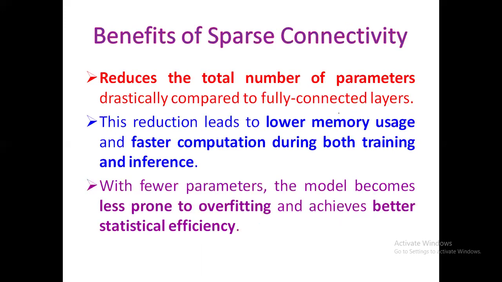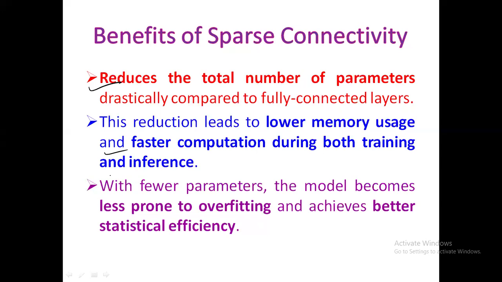Next, benefits of sparse connectivity. By reducing the number of connections between neurons, sparse connectivity provides multiple advantages. The network needs to learn far fewer parameters, which significantly lowers the memory usage and speeds up the computation during training and inference.